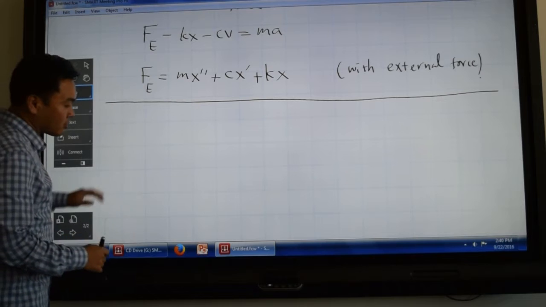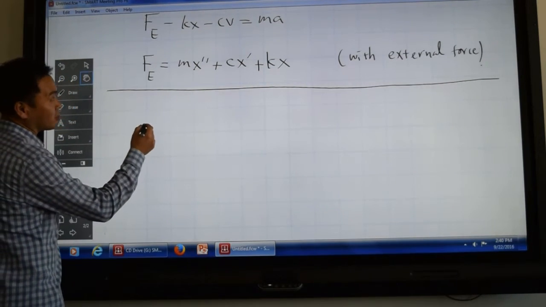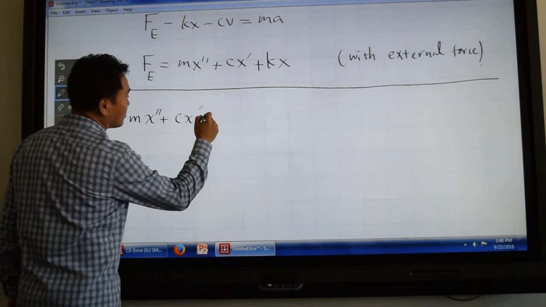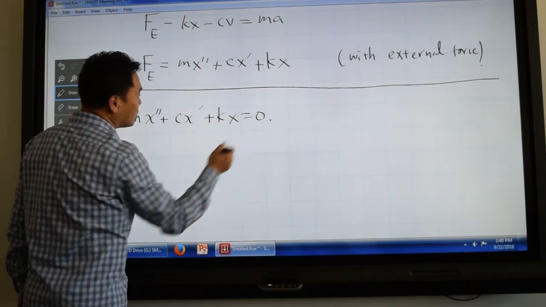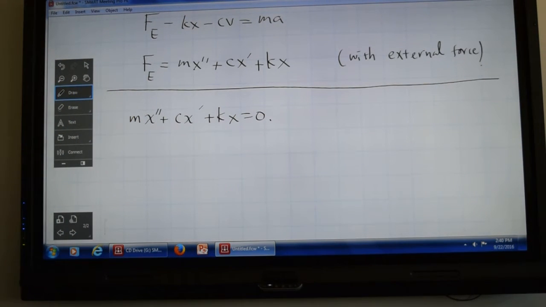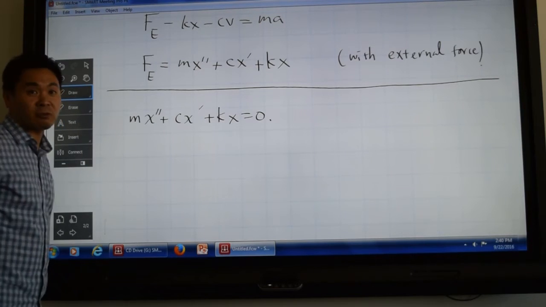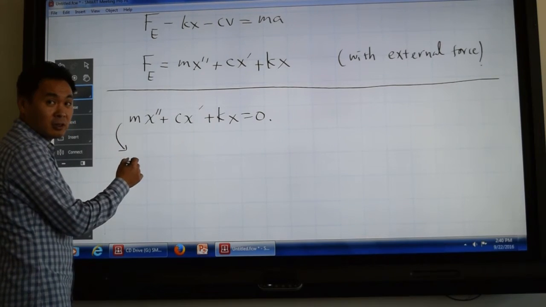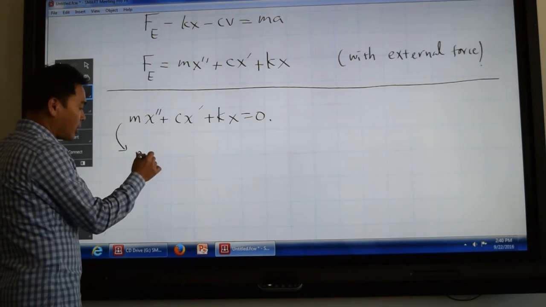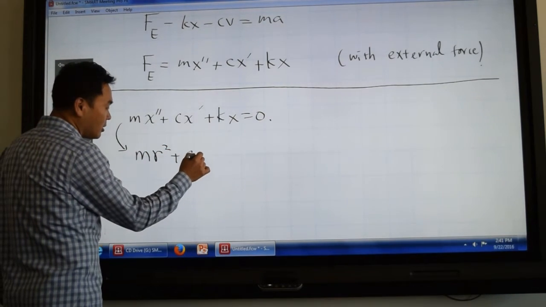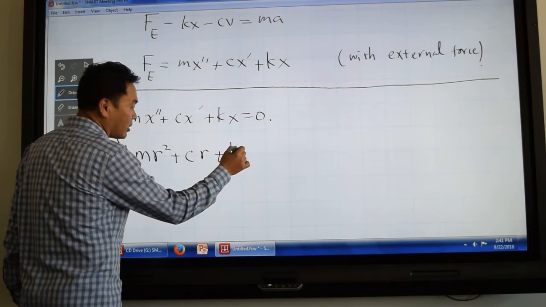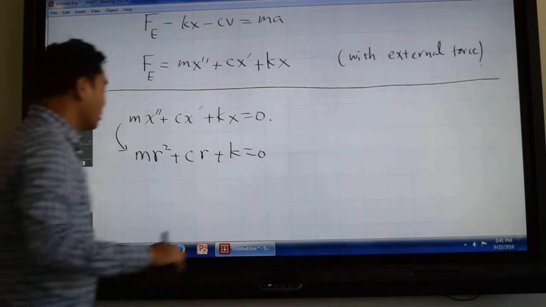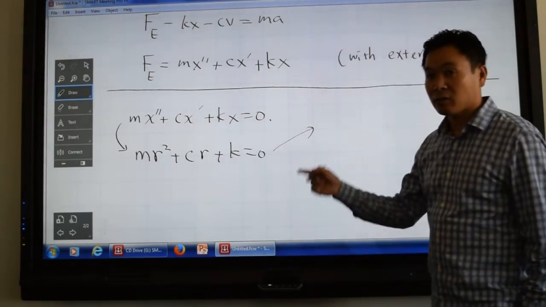But let's talk a little bit more about this system. So if you have mx double prime plus cx prime plus kx equal to 0, what kind of solutions does this have? How would you solve a differential equation like this? You first think about m r squared plus c r plus k equal to 0. You first think about the characteristic equation, right? Now, what kind of solution do you get out of this characteristic equation?